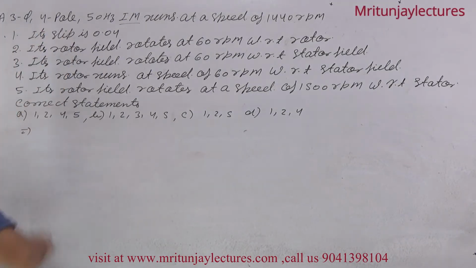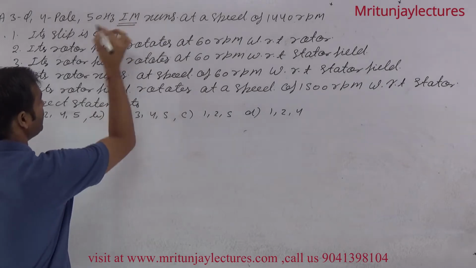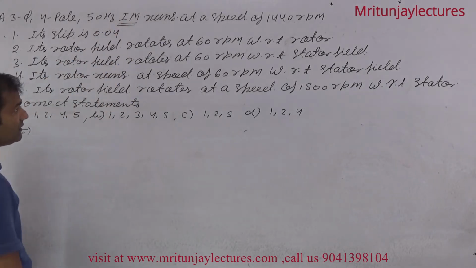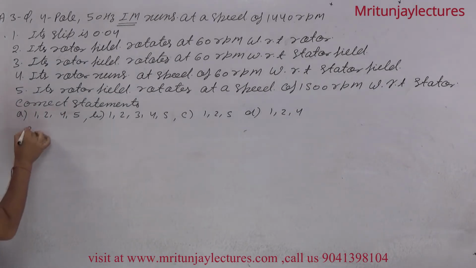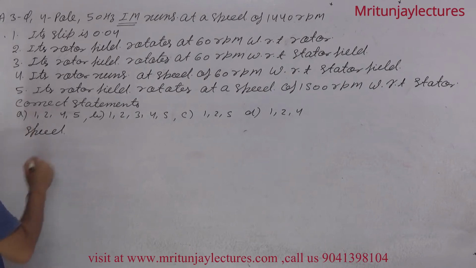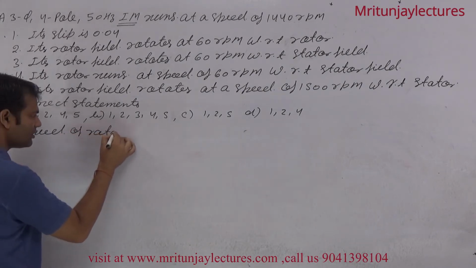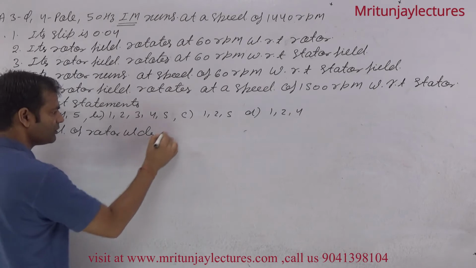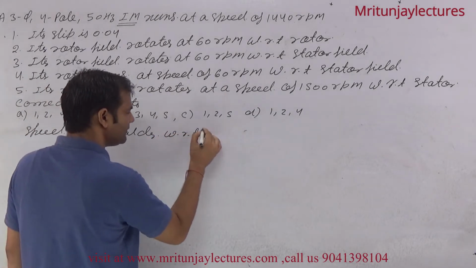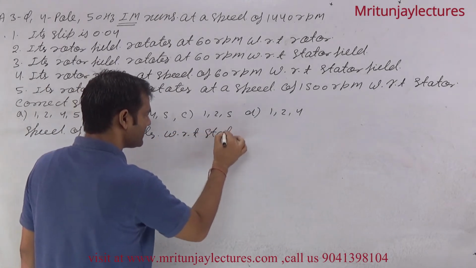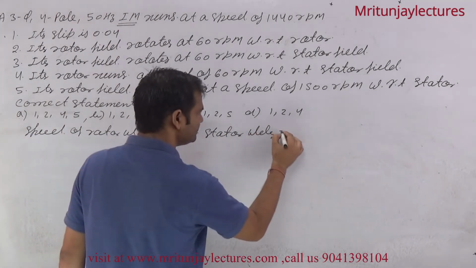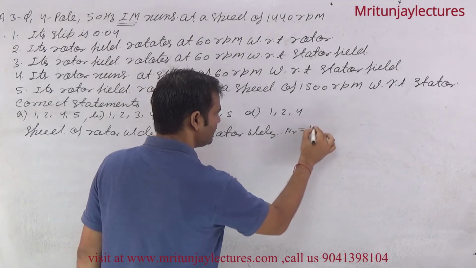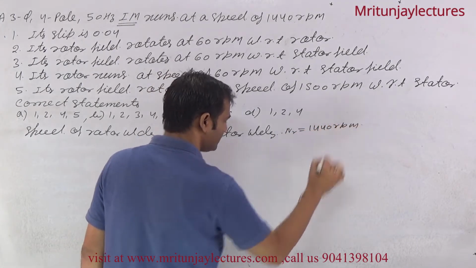A 3-phase 440 V, 50 hertz induction motor runs at a speed of 1440 rpm. It is better to write this as the speed of the rotor winding with respect to the stator winding, that is NR = 1440 rpm. Clear?